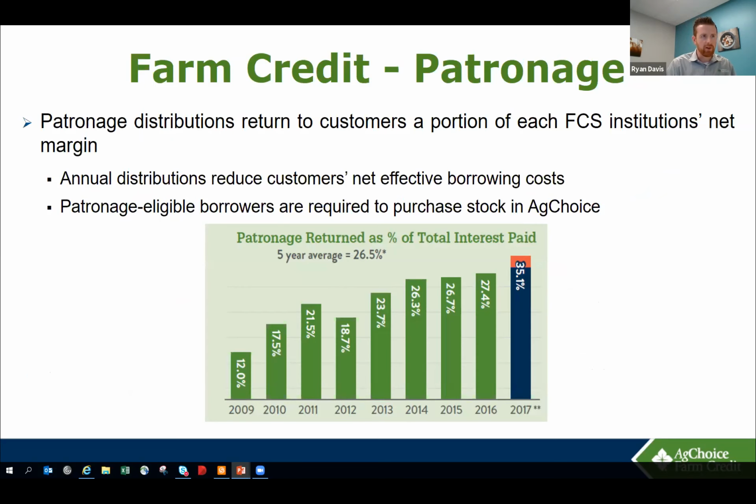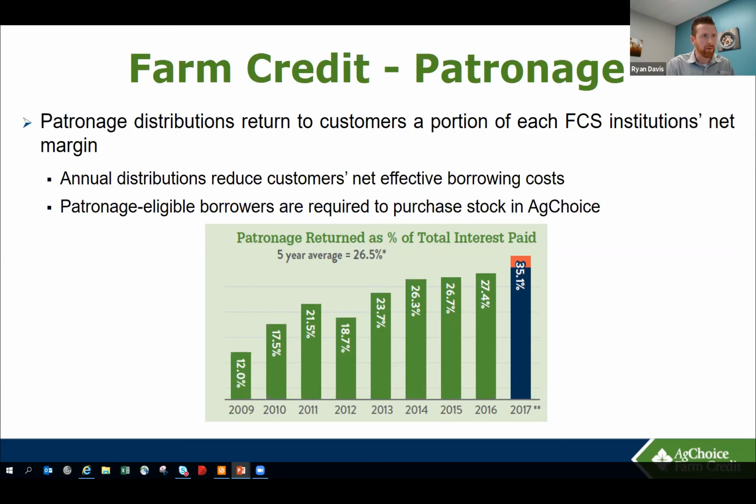And then one last thing I wanted to highlight that's unique about Farm Credit is the concept of patronage. Patronage is very similar to a dividend. In essence, it's something that we return to our customers. We return a portion of the interest paid each year to our customers. And effectively, that reduces their borrowing costs with us. So we retain the amount that we need for our capital ratios, and then we distribute the rest. We distributed a record amount of patronage last year of roughly 40% of the interest that our borrowers paid in 2018. That was distributed early in 2019.